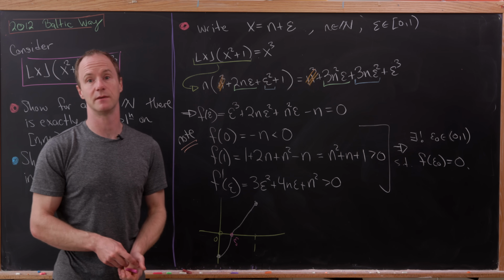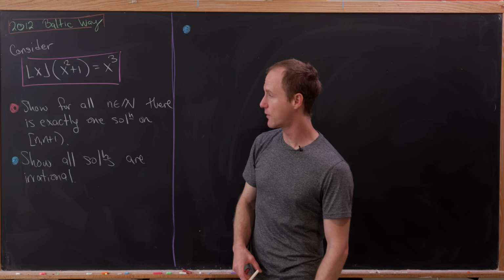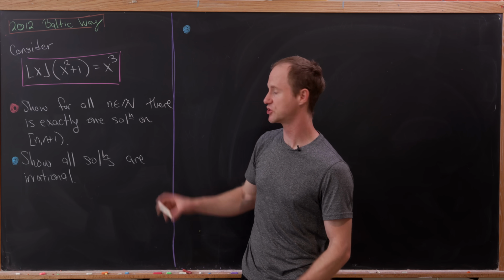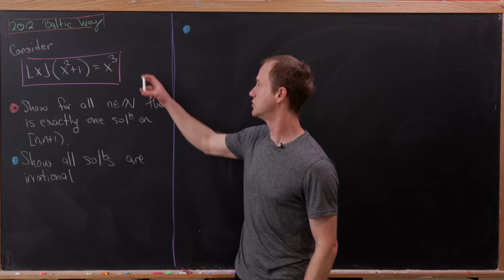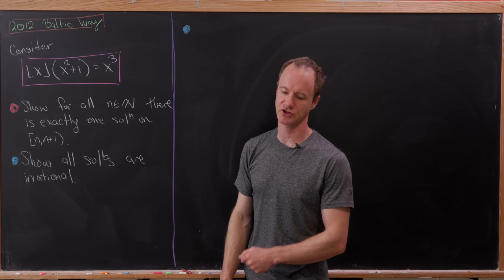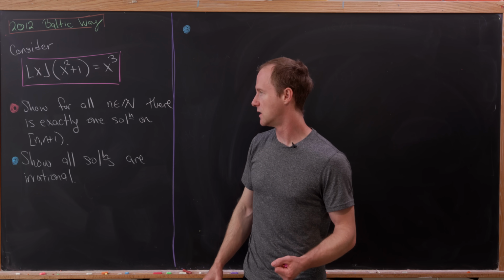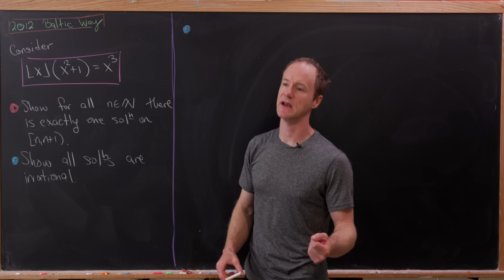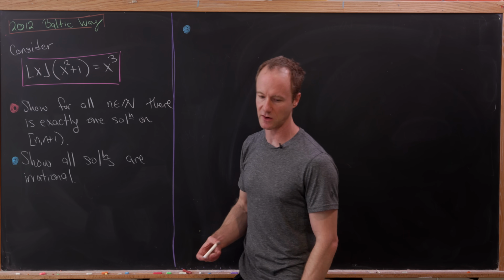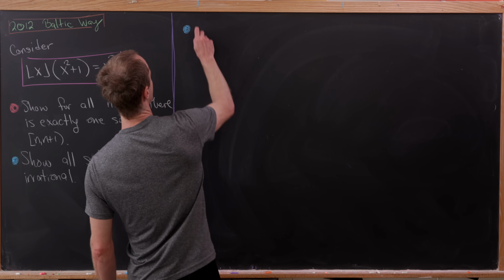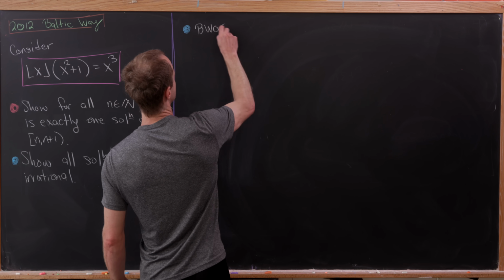Now let's look at the second bit. For the second part of this problem, we want to show that all solutions to this equation are in fact irrational. We just showed that there was a solution between any two natural numbers. Now we've got a little bit more to show. So we're going to do this by way of contradiction.